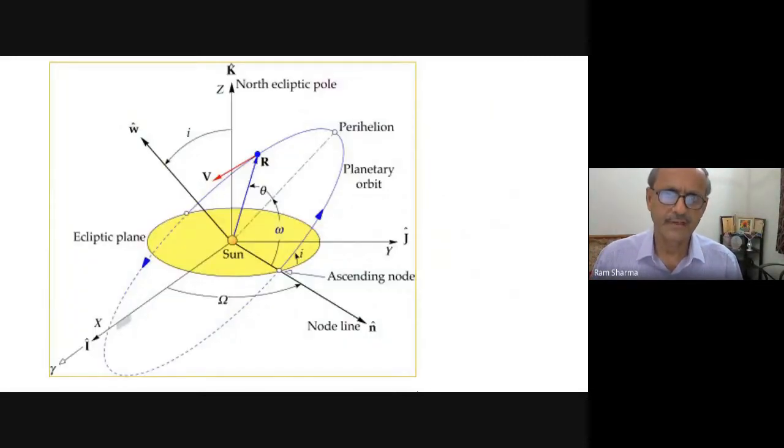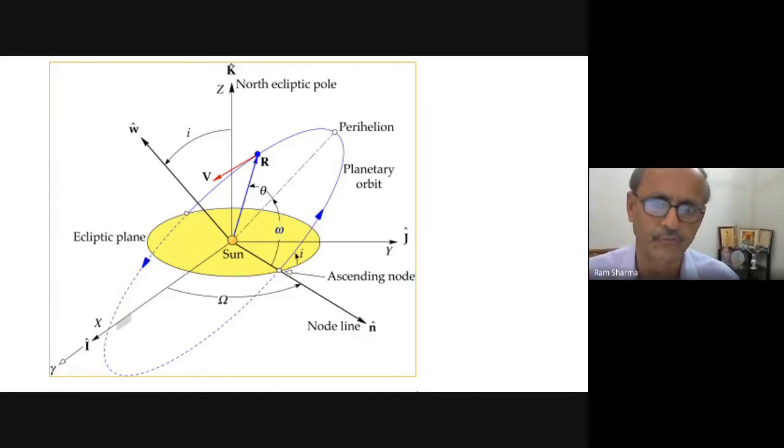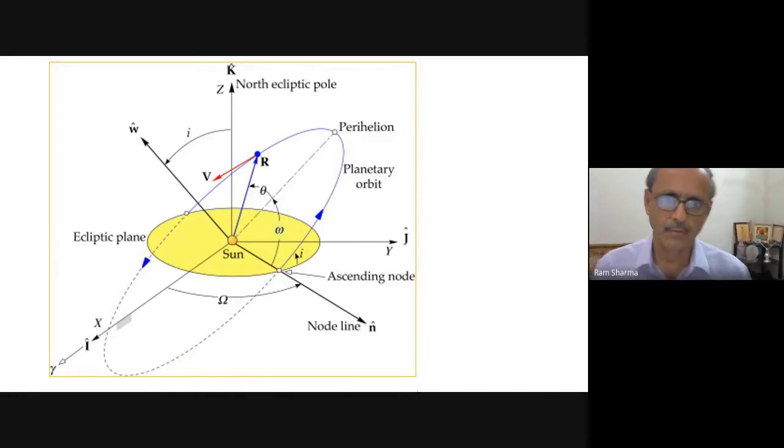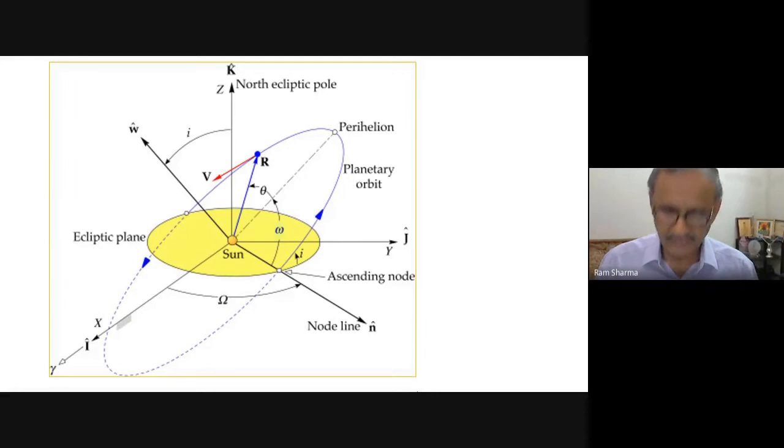So this is again the same thing, a good figure where you can see i, small omega, theta, r, and v. The reason I stress this is because these are important. One should know very clearly what is capital omega, what is small omega, where it comes from, and how to calculate it.